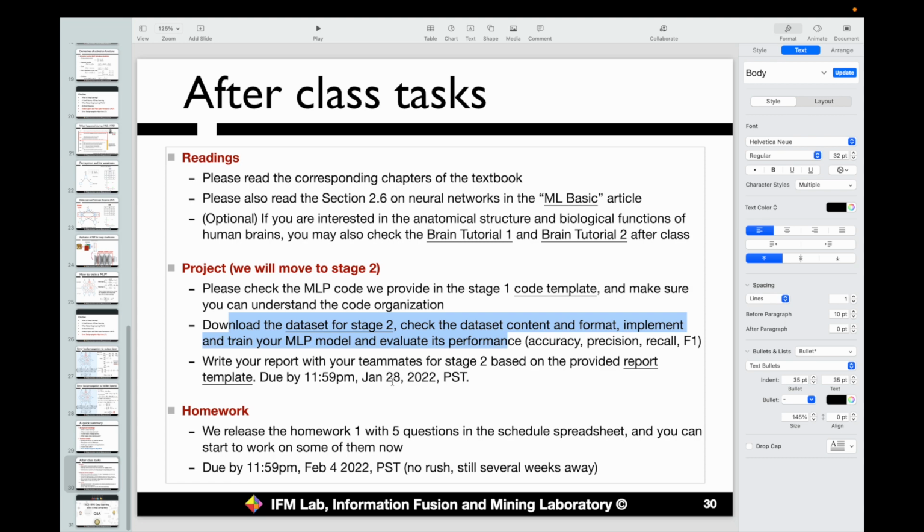We also released homework 1 with 5 questions in the schedule spreadsheet, and you can start to work on some of them now. It will be due by Friday midnight of February 4th. It is still several weeks away. You don't need to rush actually.